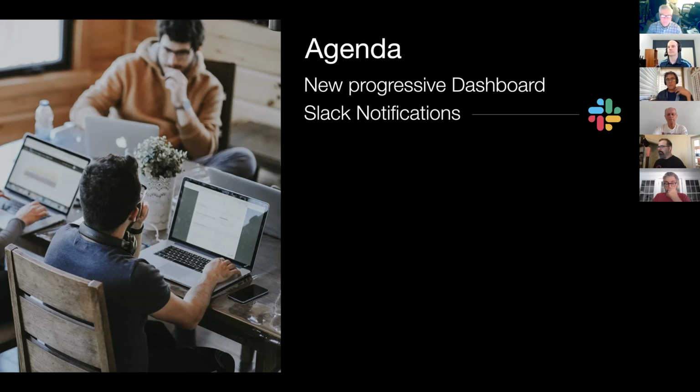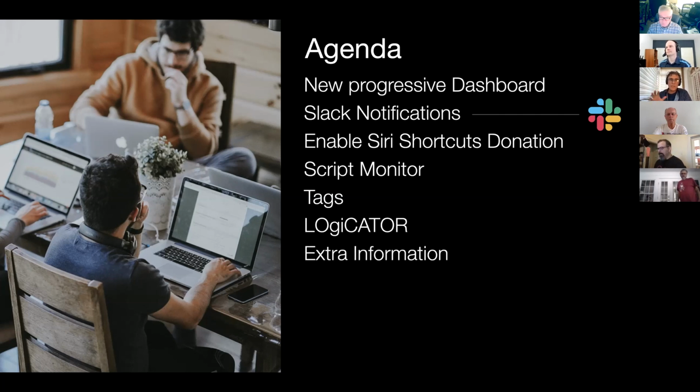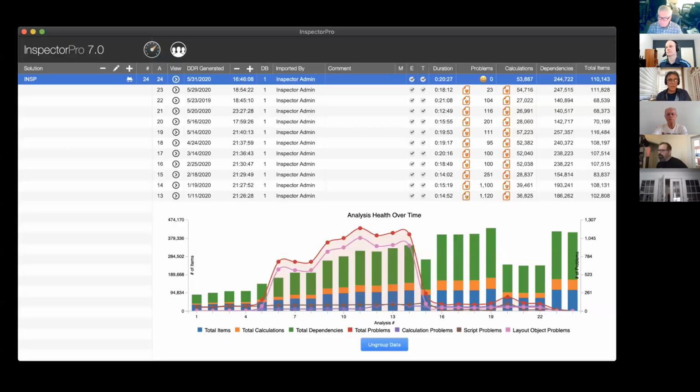And so we have built-in Slack notifications for different purposes. We added the Siri shortcut donation thing that showed up in 19, with this cool script monitor, which I'll demo in a little bit. We have tags, we have notes, we have Logicator searching. Logicator's built right in. We have this whole concept of extra information that you can choose to turn on and process if you want to see that. And I'll show that as well.